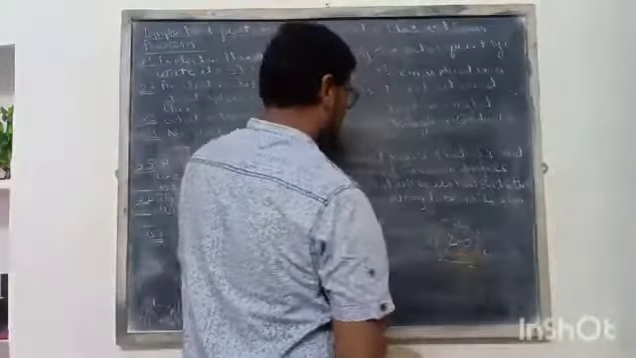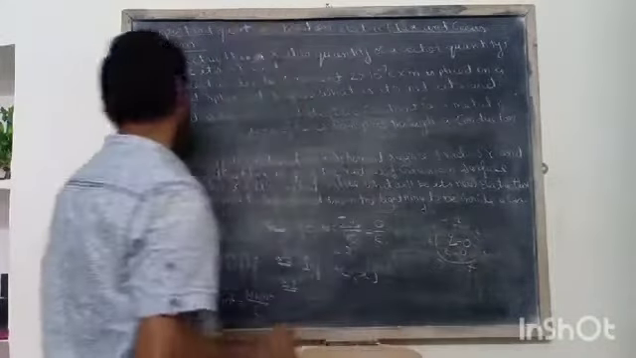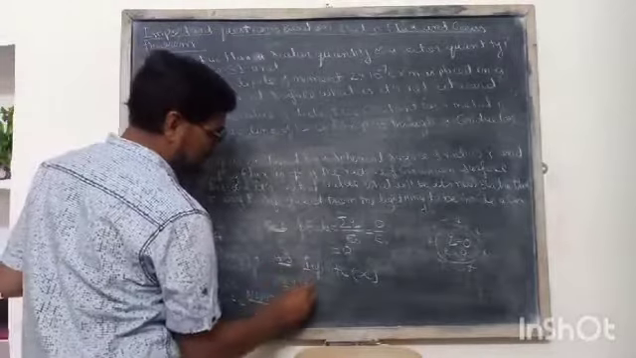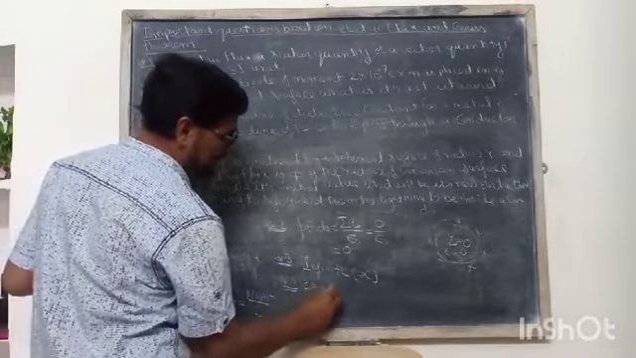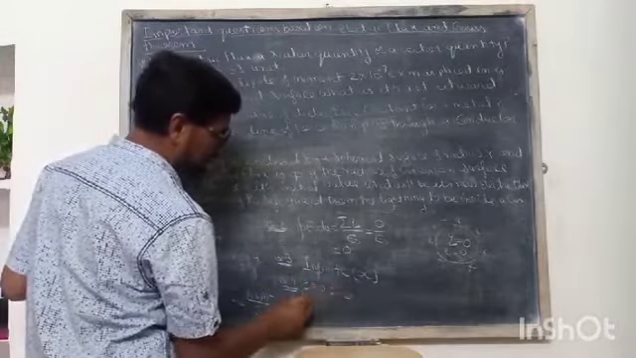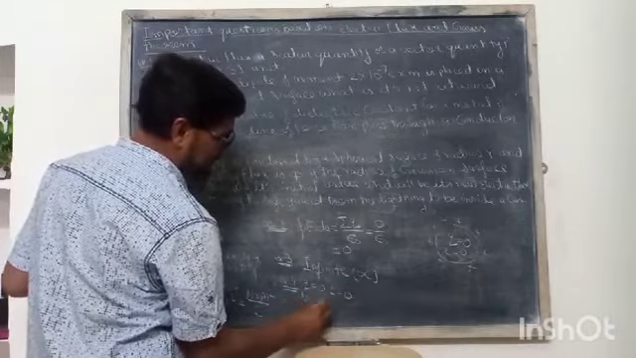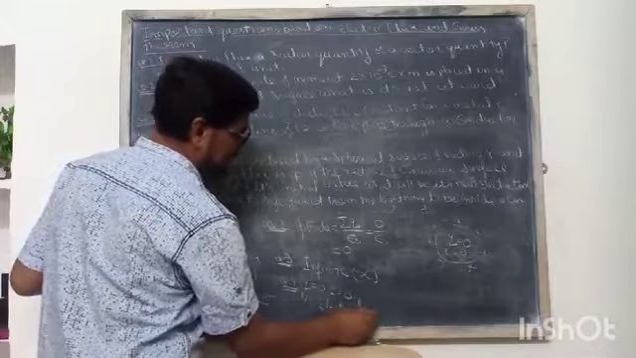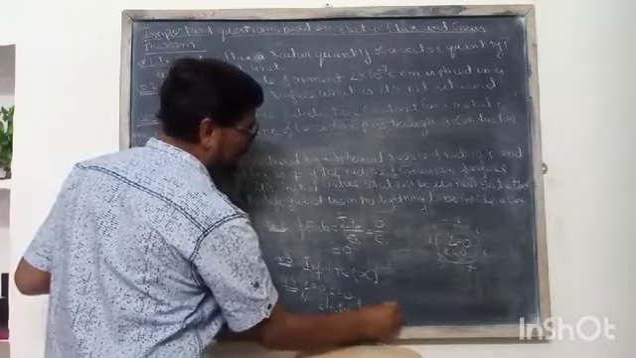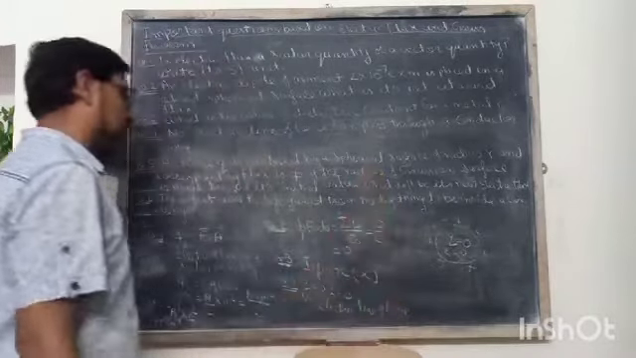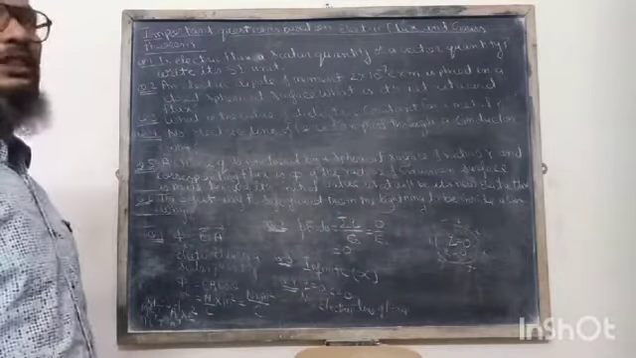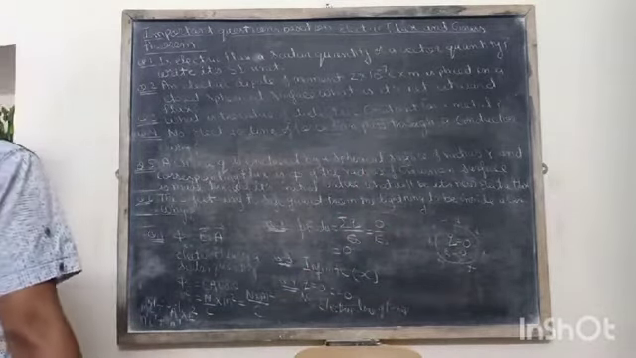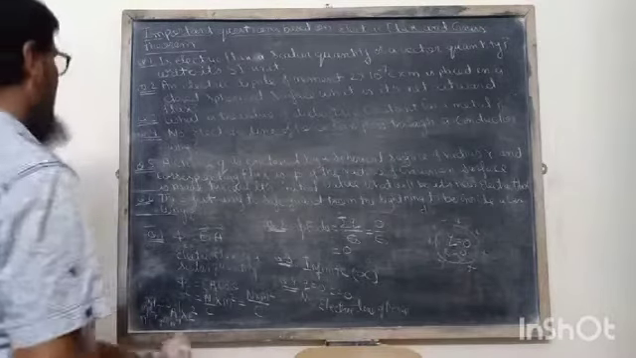So no electric lines of force exist inside the conductor. Because Q is equal to 0, E is equal to 0, so no electric line of force. So this is the answer to question number 4. Now we shall discuss question number 5.